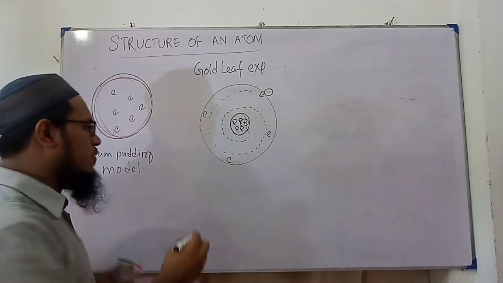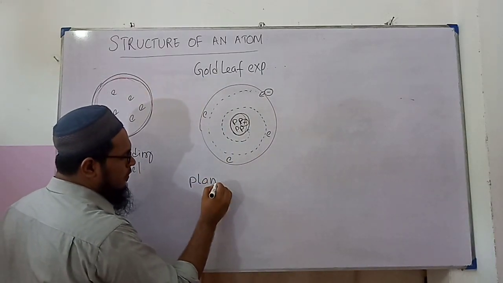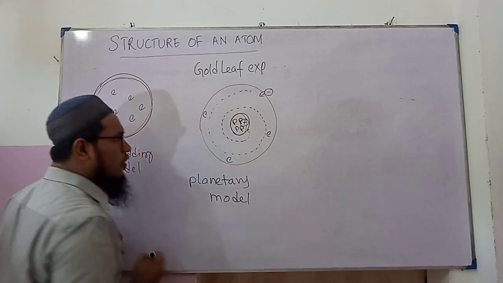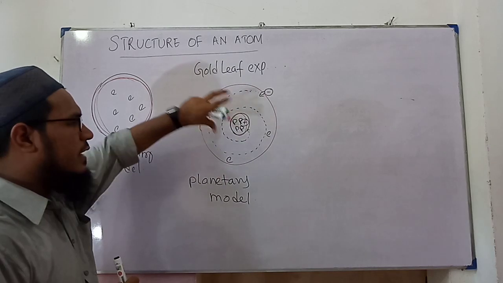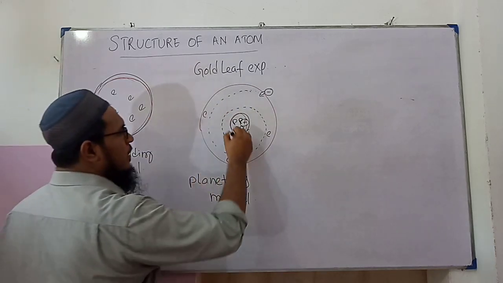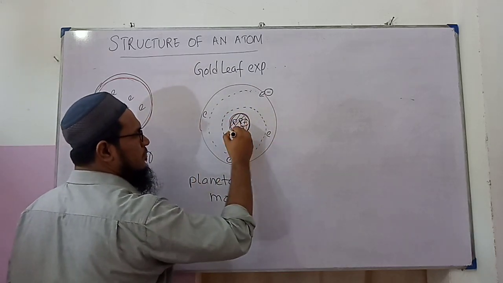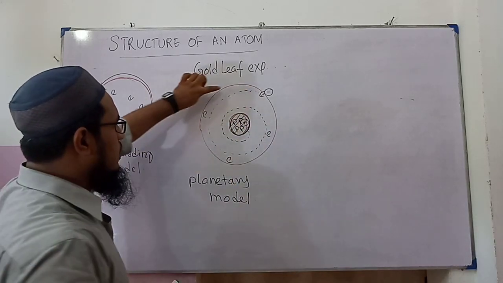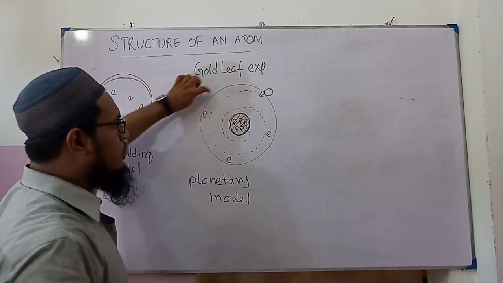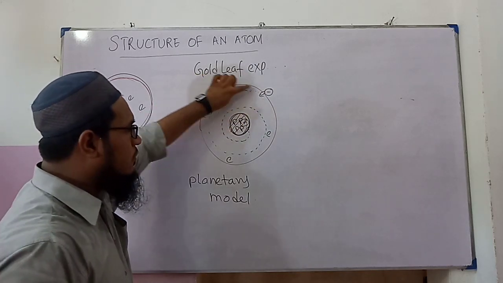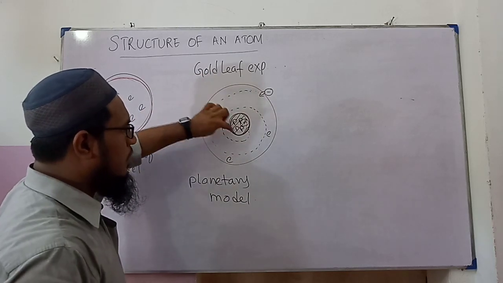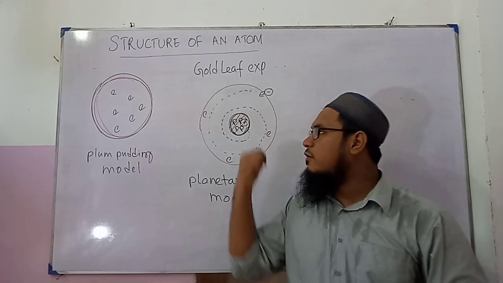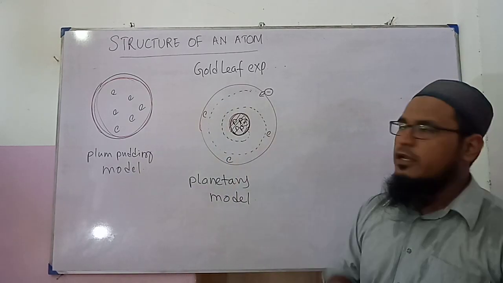This model was called the Planetary Model. It was called the Planetary Model because it looks like the solar system. For example, the sun is the center of the solar system and the planets are revolving around the sun. Likewise, electrons are revolving around the protons. Now you can ask me one question. Yes, where are the neutrons? Why didn't we speak about the neutrons?